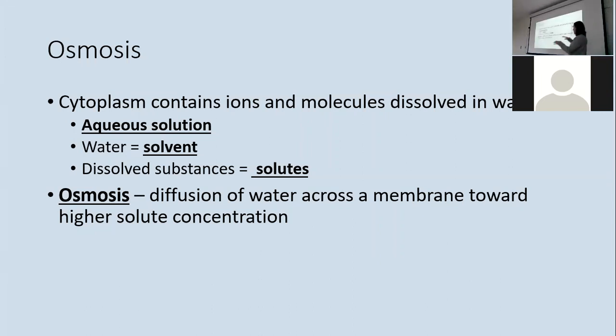So we can talk about osmosis, which is the diffusion of water across membranes, toward higher solute concentration. Think of water moving the inverse of the way solutes do. If solutes can cross a membrane, they go from high concentration to low concentration. Conversely, if the solutes are stuck and the water is moving, the water is going to go to the high concentration of the solutes.